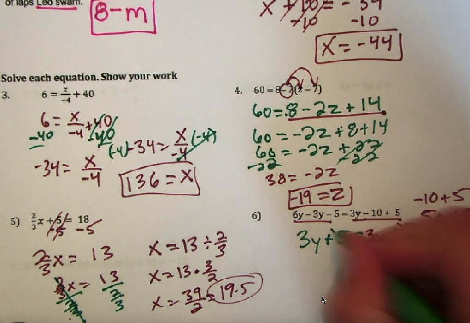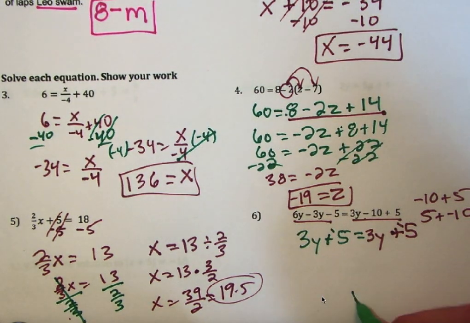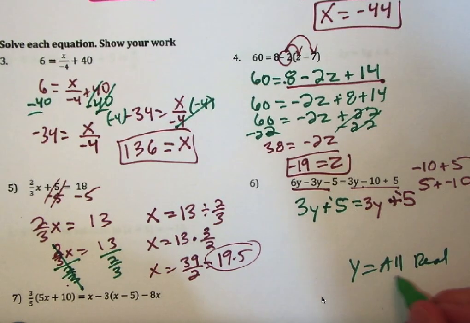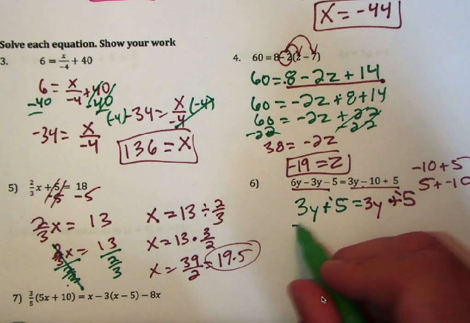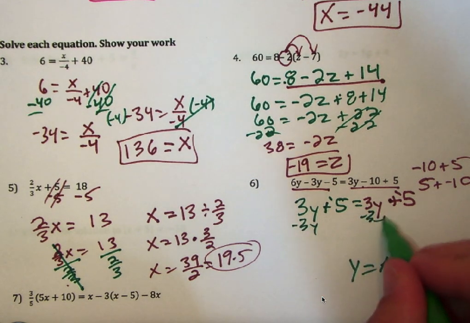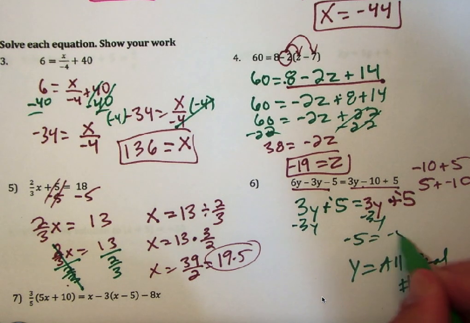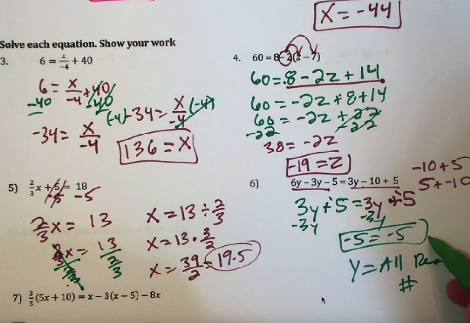Okay, you could stop here and say y is all real numbers, or if you forgot, you could just keep going. You take away 3y, take away 3y, you get negative 5 equals negative 5. And since that's the same thing, all real numbers.